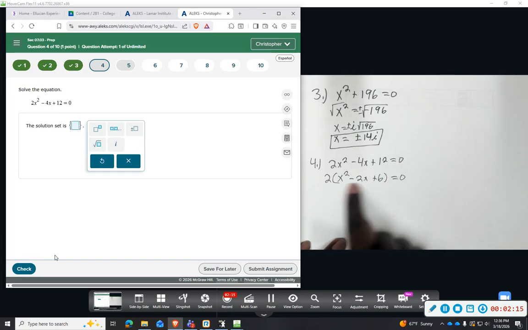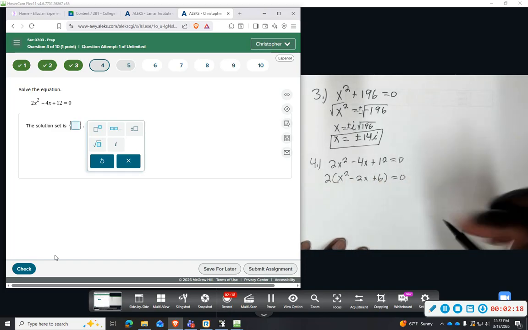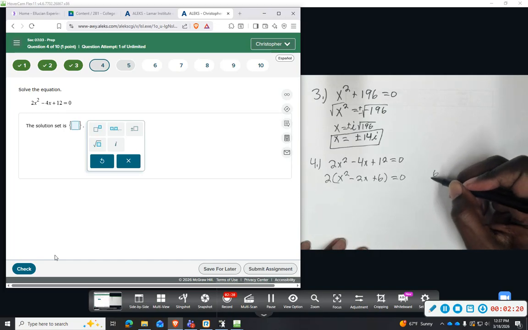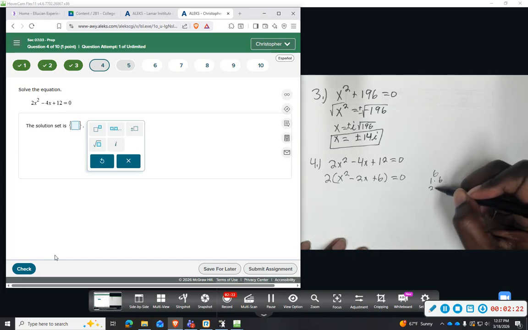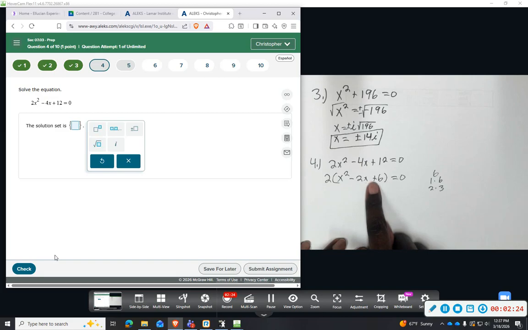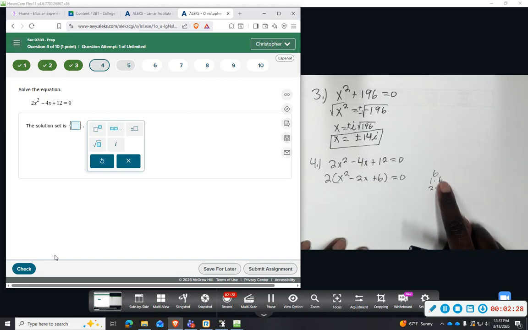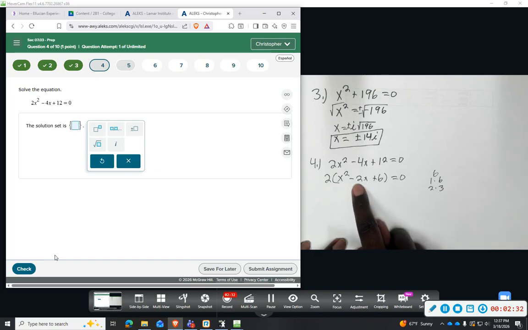Alright, so now I'm going to work on factoring this. 1 times 6 will give me 6. Factors of 6 are 1 and 6, 2 and 3. We want to add numbers to get 2. 1 plus 6, nope. 2 plus 3. So nothing adds to give me 2, so that tells me that this will not factor. So immediately I'm just going to go to quadratic formula.